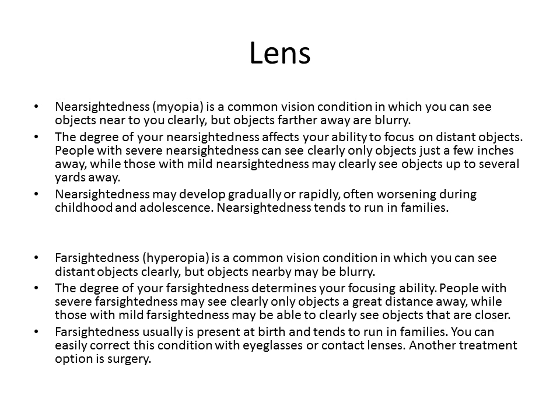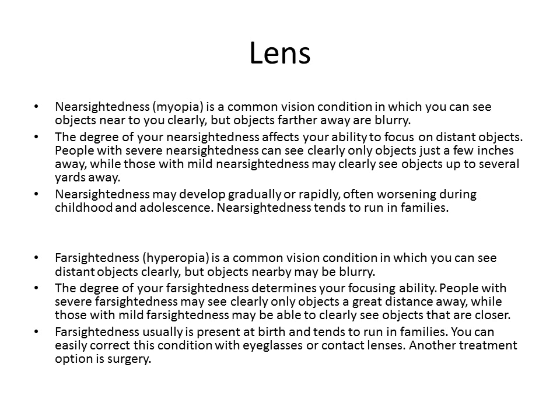And then you have farsightedness. Hyperopia is a common vision condition in which you can see distant objects clearly, but things up close can be really blurry. The degree of your farsightedness determines your focus ability. People with severe farsightedness may see clearly only objects a great distance away, while those with mild farsightedness may be able to clearly see objects that are closer.